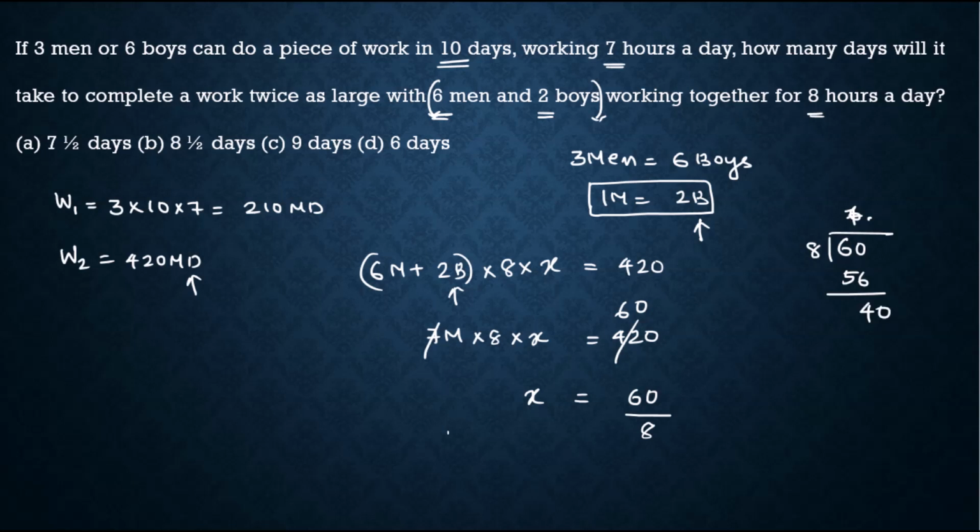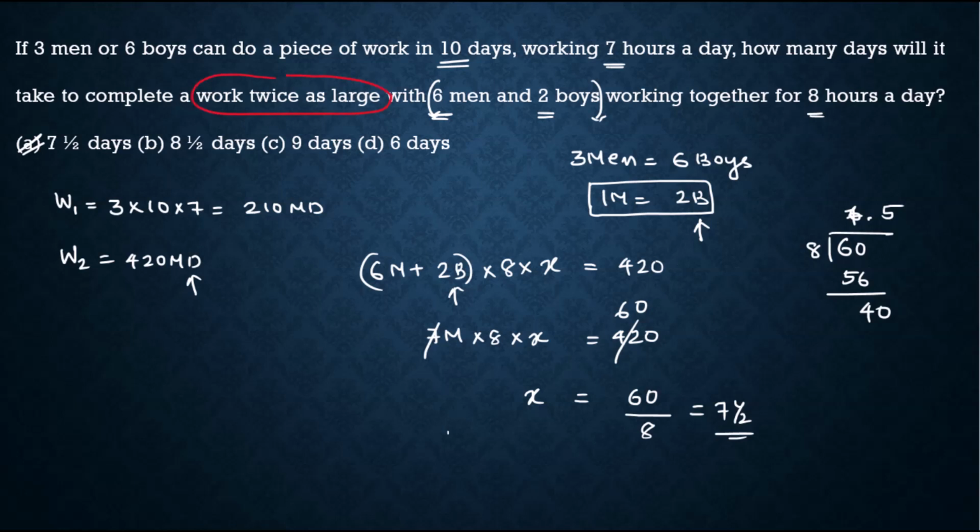Eight into 7, that is 56. That is 40. 40 is point... It is 7.5. It is 7.5 days. I just got stuck there when I was dividing 60 by 8. The answer is 7.5 days. Hope it's clear. It's a very simple question.